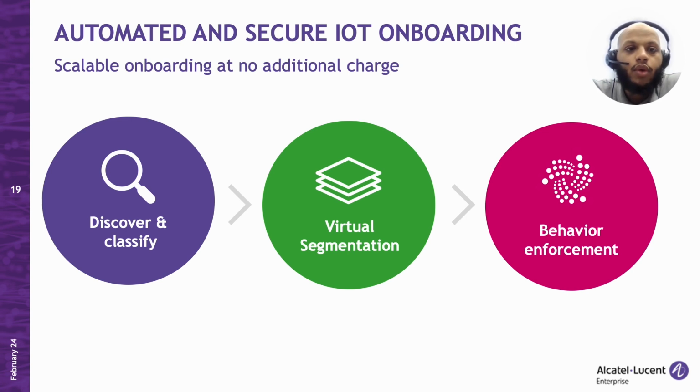At the end, what we want to do is keep track of what's connected in the network. We want to keep an inventory, and we want to make sure that, moving forward, more and more we will be able to enforce the correct behavior of those devices in the network. All of these capabilities are offered free of charge as part of our standard protocol functionality, in combination with OmniVista, which is our network management system.